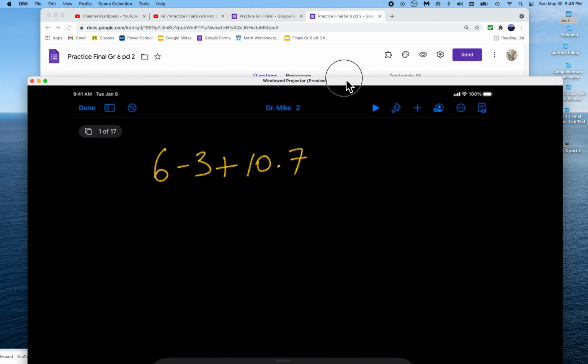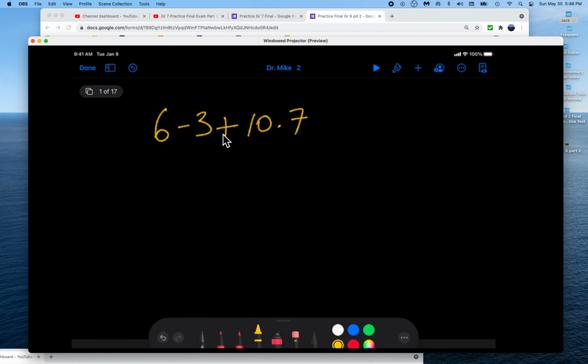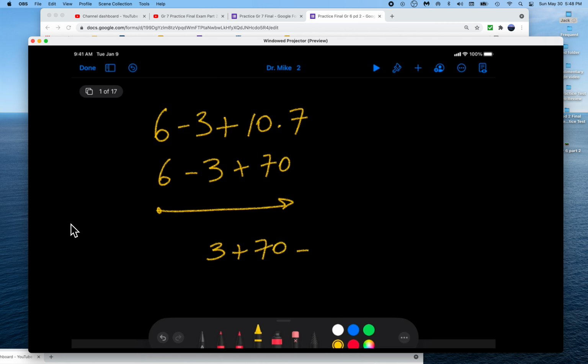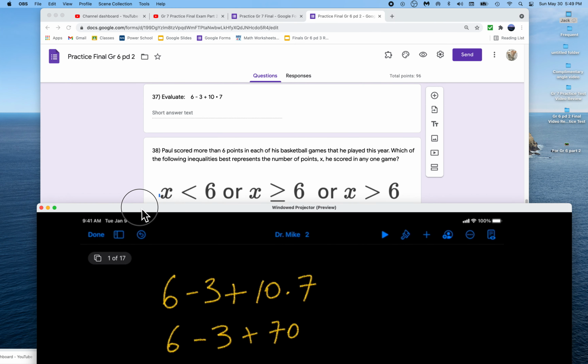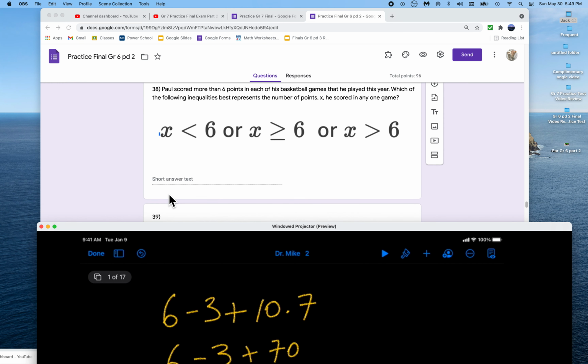Okay. Multiplication is going to take precedence over addition and subtraction. 10 times 7 is 70. 6 minus 3. When you have subtraction and addition, you go left to right in order. 6 minus 3 is going to be 3, plus 70 equals 73. That's your final answer.